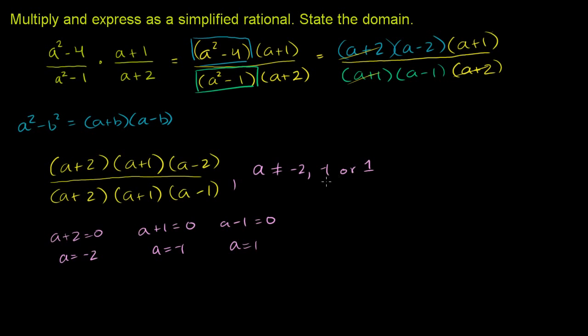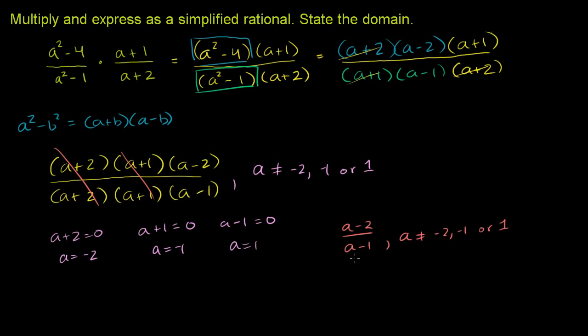Now that we've done that, we can simplify. We have an a plus 2 over an a plus 2. We know that a is not going to be equal to negative 2, so that's always going to be defined, and when you divide something by itself, that is just 1. Same thing for the a plus 1 over the a plus 1. That's going to be 1. And all you're left with is an a minus 2 over a minus 1. So the simplified rational is a minus 2 over a minus 1, with the constraint that a cannot equal negative 2, negative 1, or 1.